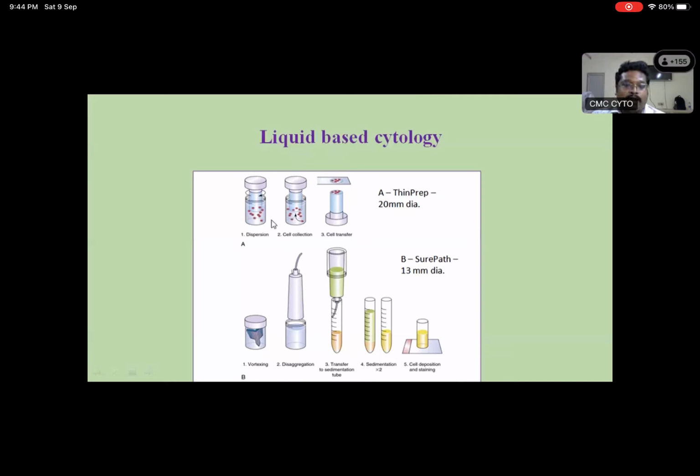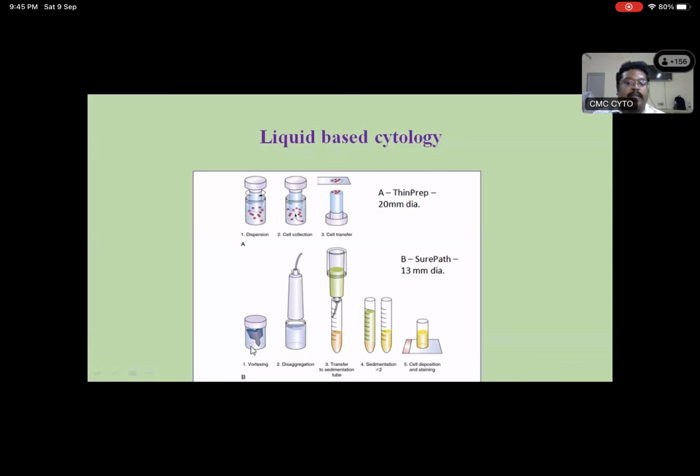And after it is mixed thoroughly, a suction is applied through the stem, and all the cells go and stick to the bottom of this cylinder. So then this cylinder flips 180 degrees, and the cells are deposited onto a slide, which is then stained. And ThinPrep has a diameter of 20 millimeters.